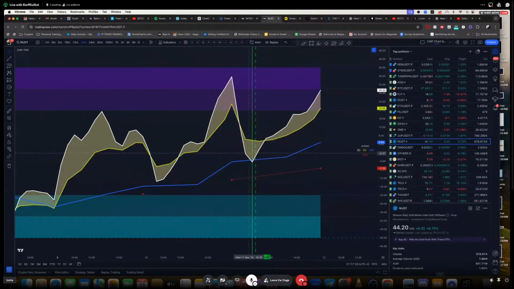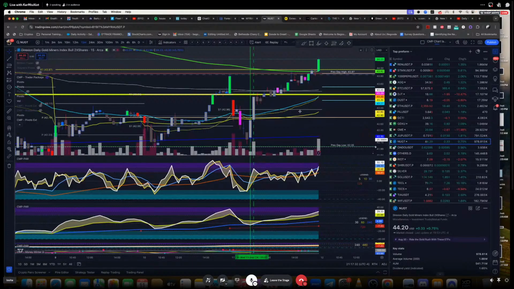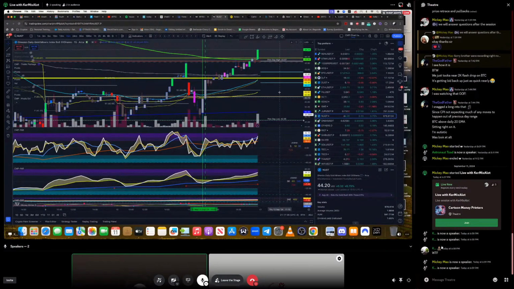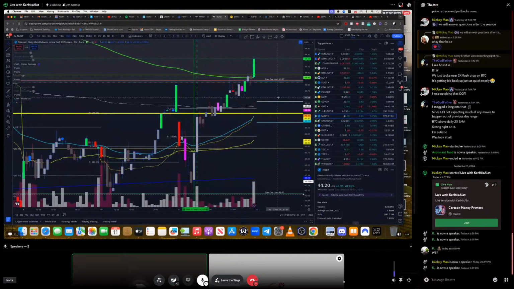I felt pretty good. I could just go in and hold it for pretty much the whole day because you have the 4-hour and the 12-hour supporting moving up. So I felt pretty good. I could hold that most of the day. And this was the movement for the whole day on Nugget. Let me look at just the price action.